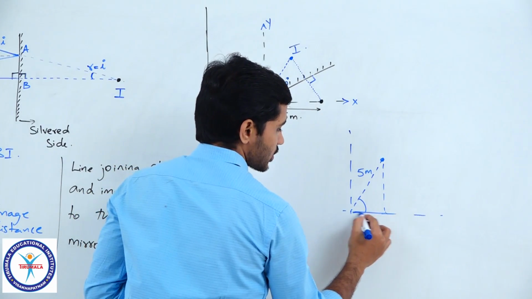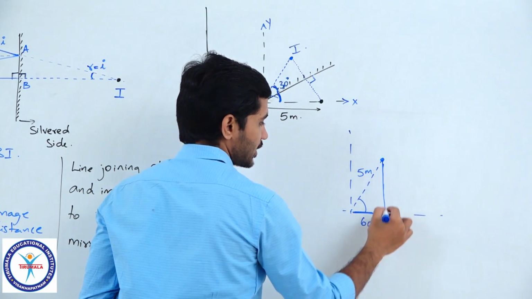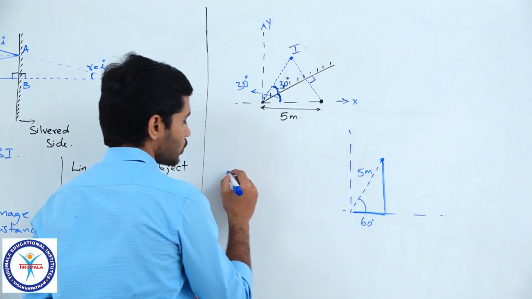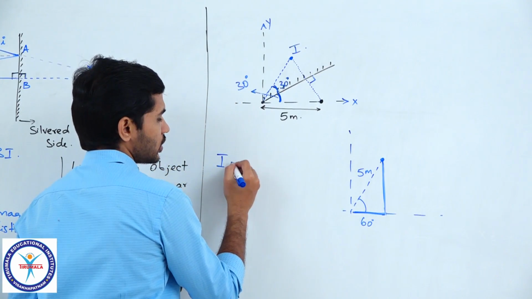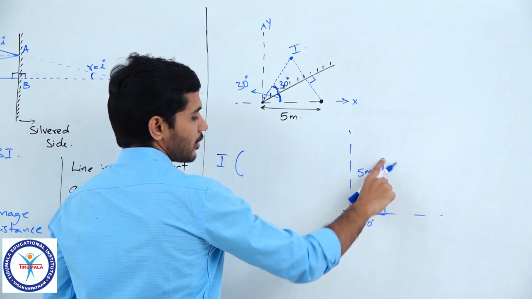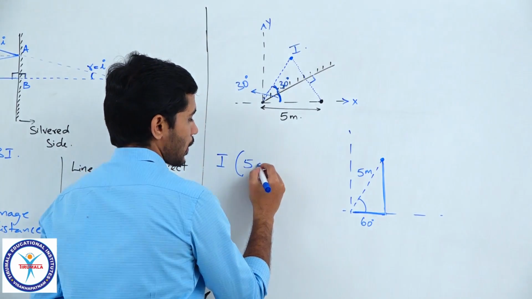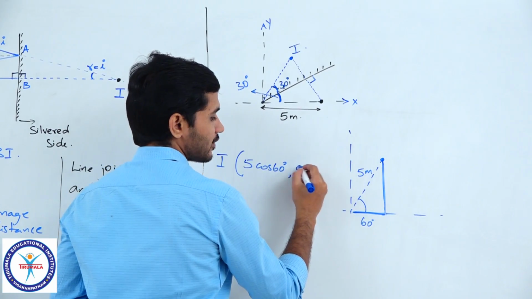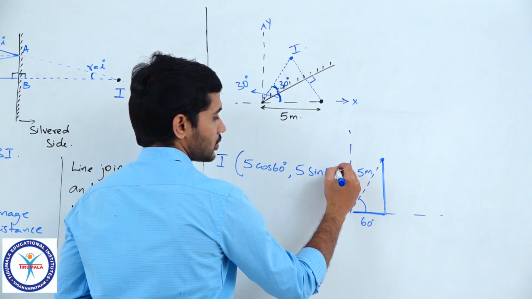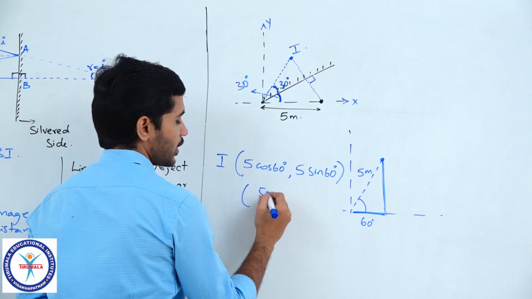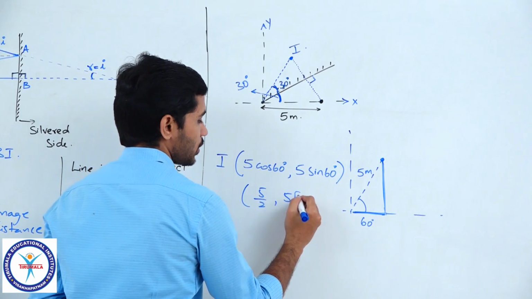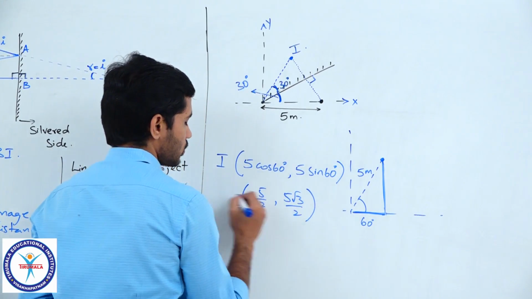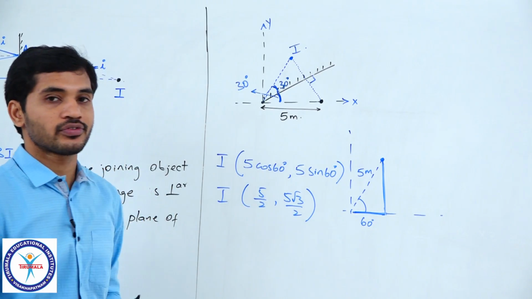So, this will be the x coordinate and this length will be the y coordinate. So, the image is basically formed at 5 cos 60 comma y coordinate is 5 sin 60. Which is 5 by 2 comma 5 root 3 by 2. So, that would be the coordinates of the image.